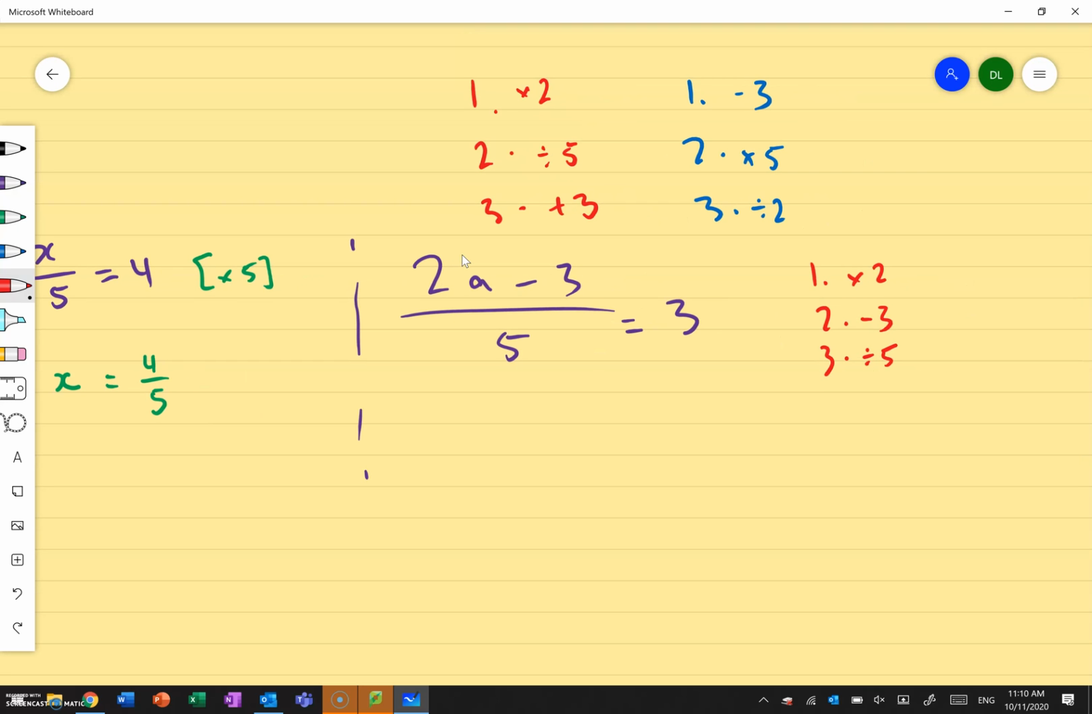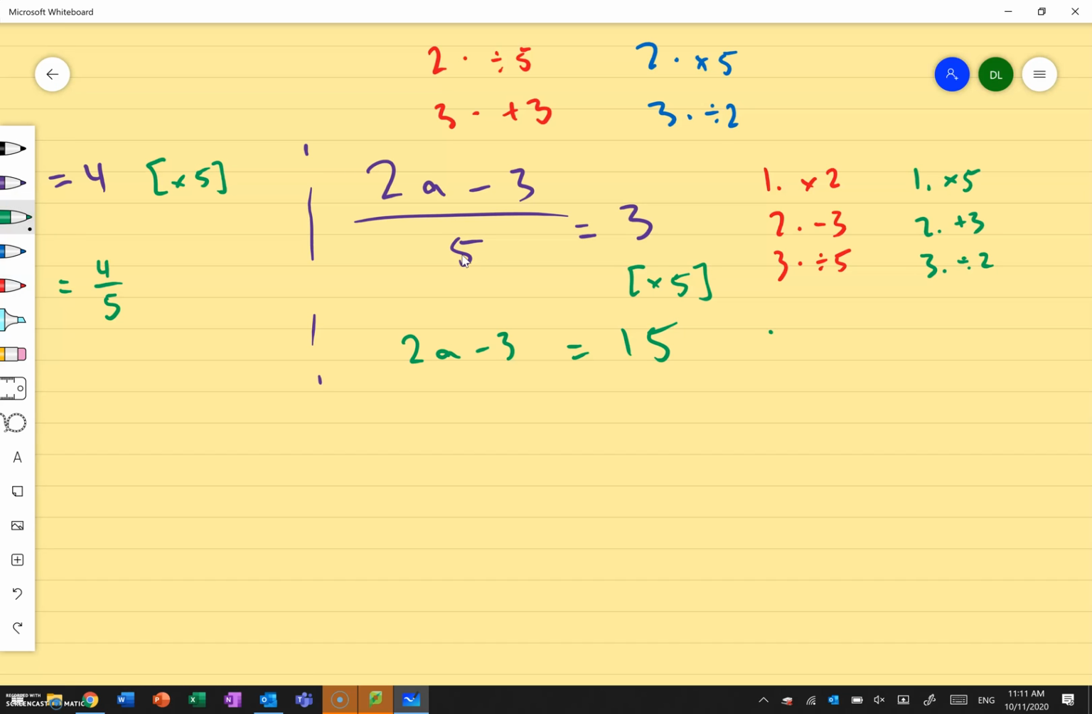So now let's do the opposite. Where would I start? I go this way now. Good, times by 5. And then? Plus 3, good. Divide by 2. Good work. So let's start off with the times 5. I get 2a minus 3, because those cancel each other out. And then 3 times 5 is? 15. Good. Now you'll notice that we need to do a plus 3 to get rid of the minus 3.